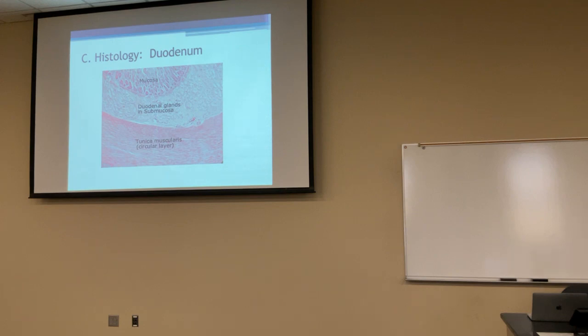And then this next layer is the muscularis. There's a circular layer and then another longitudinal layer. And then outside of that would be the serosa, which you can't see in this view. It's cut off in the picture.